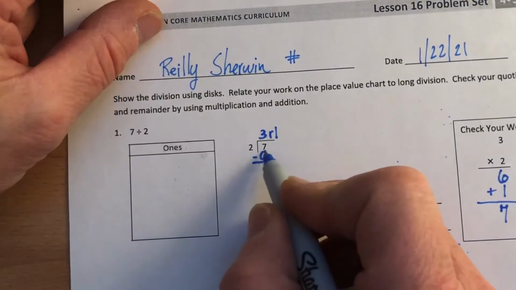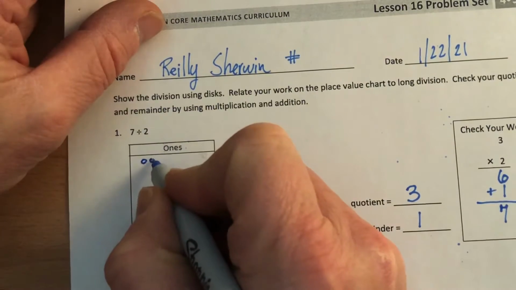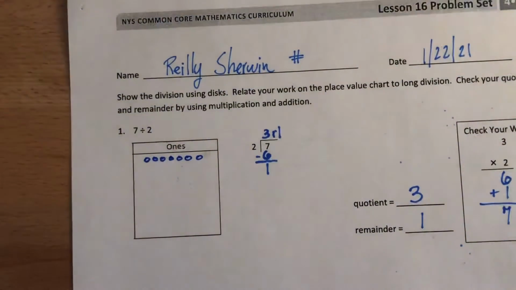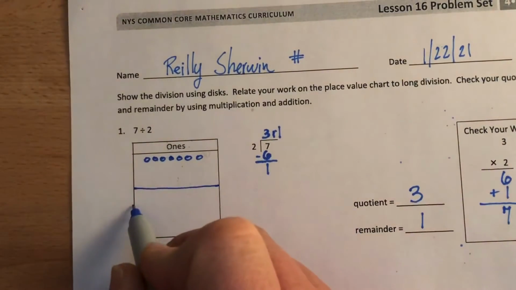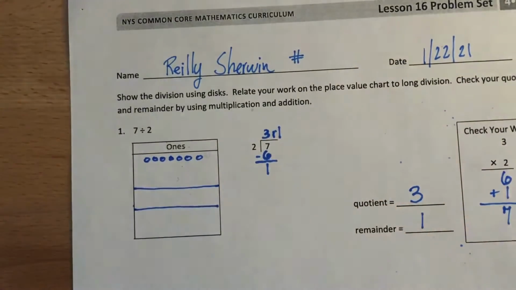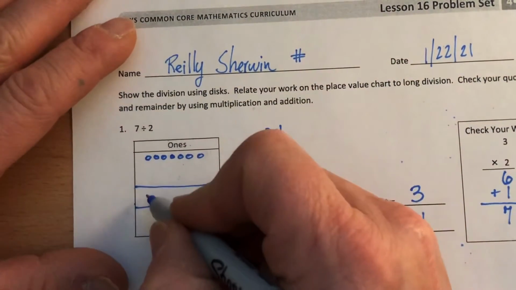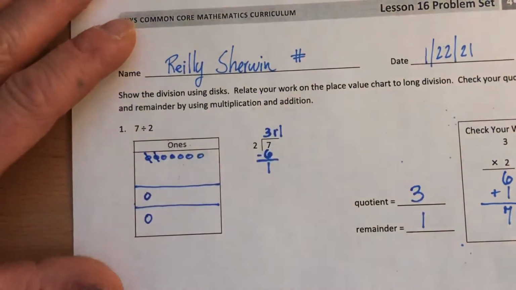So the first thing I want to do is take all my dividend, my 7, and put them in here. I'm going to say 1, 2, 3, 4, 5, 6, 7. There they are, all my 1s, 7 1s, right? And down here, I'm going to split them into 2 groups. Let me make a group here and a group here. See my 2 groups right there and there? And then I'm going to split those into those 2 groups. So I'm going to take one from up here and put it down here, cross it off. 1 and 1, there, okay?